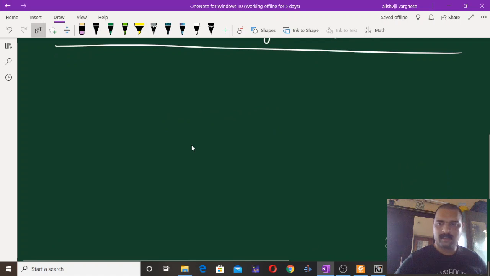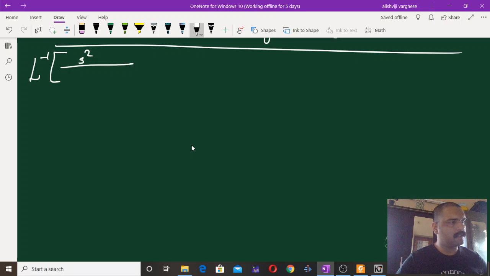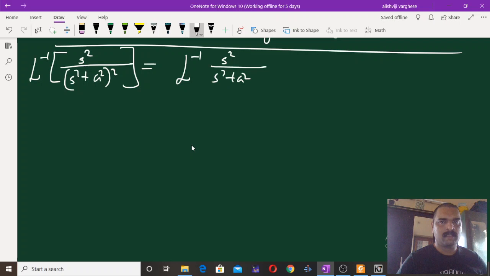Now let us illustrate this concept using a few examples. Let us start with: find the inverse Laplace transform of s square divided by s square plus a square, the whole square, which is equal to the inverse Laplace transform of s by s square plus a square into s by s square plus a square.